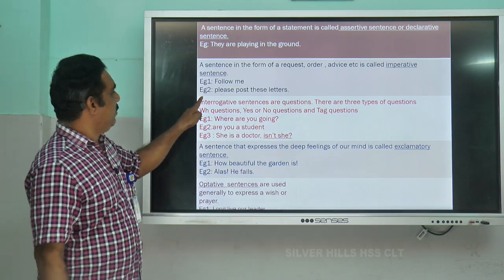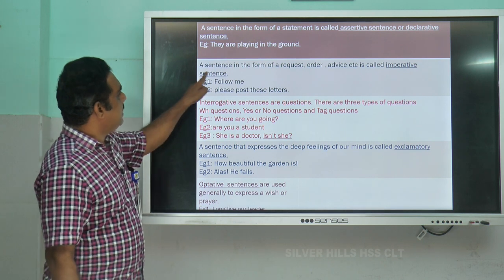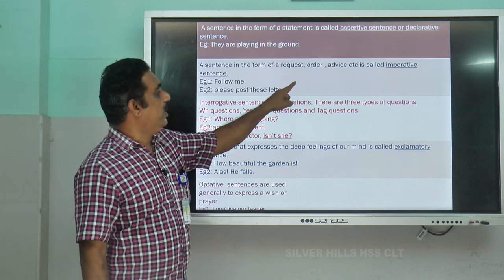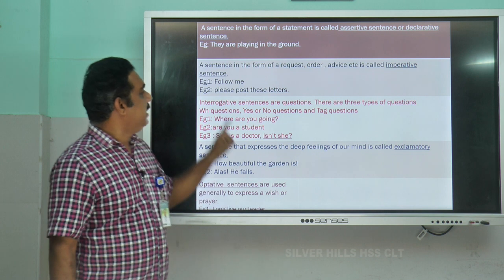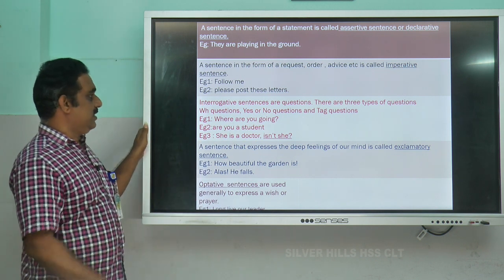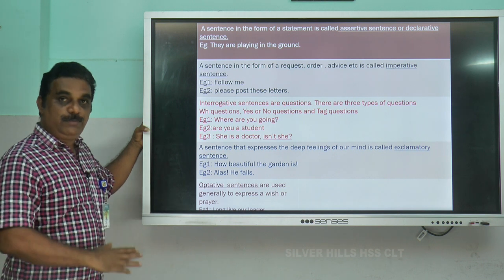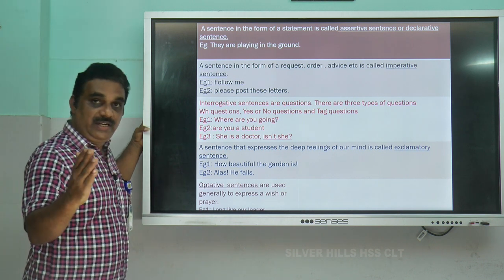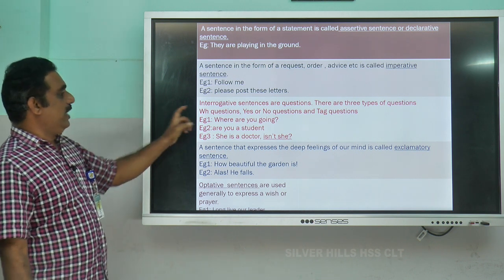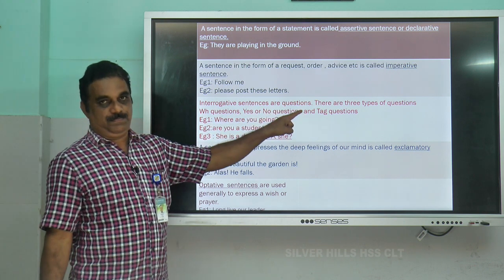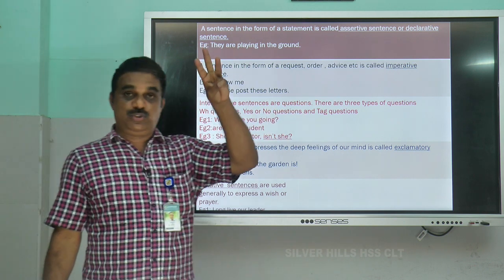And second one, a sentence in the form of request, order, advice, etc. is called an imperative sentence. An example is there. Follow me. Please post these letters. All these belong to imperative sentence category. Now, interrogative sentences are questions. There are three types of questions.